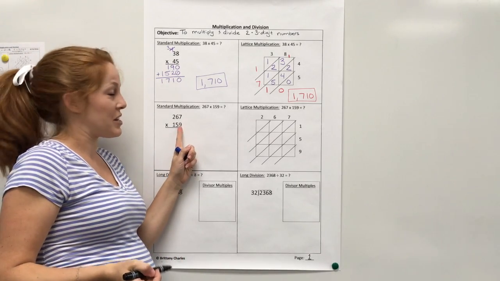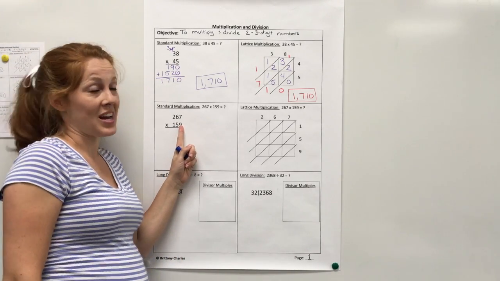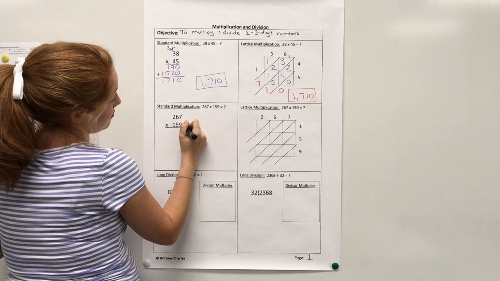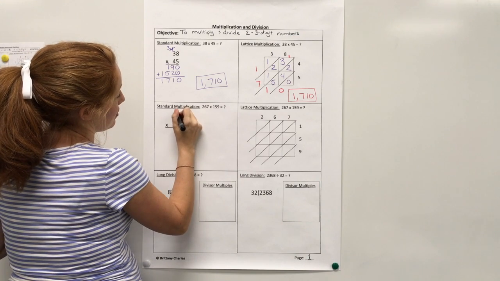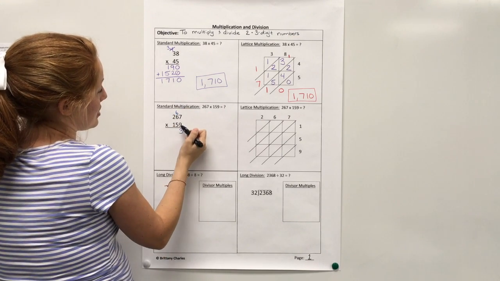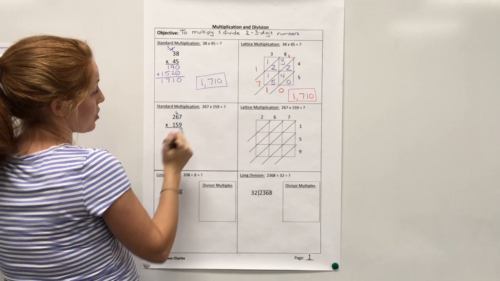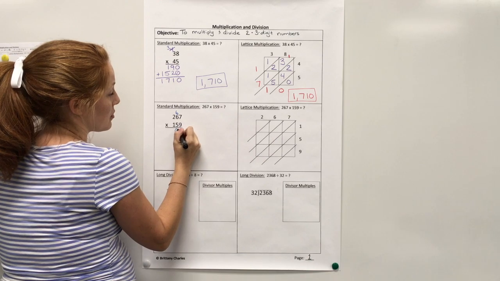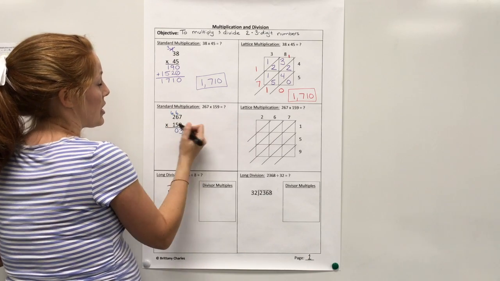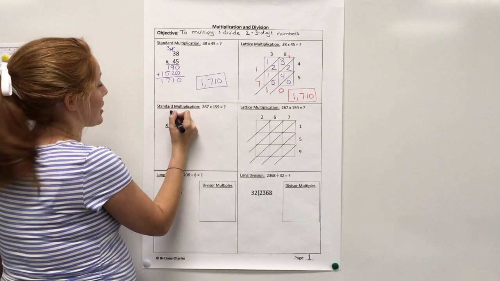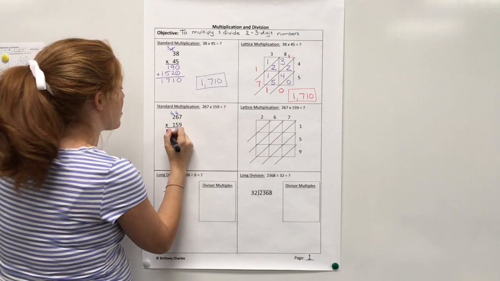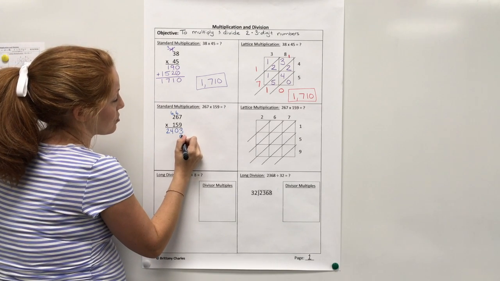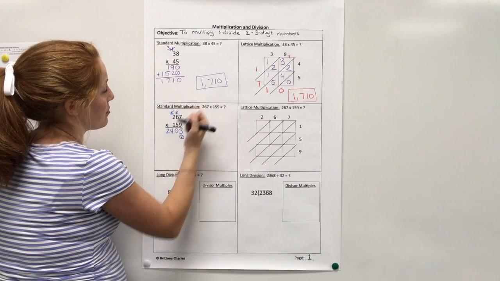So again, with standard multiplication, you start in the ones place with the 9. 9 times 7, 63. 9 times 6 is 54. 55, 56, 57, 58, 59, 60. 9 times 2 is 18. 19, 20, 21, 22, 23, 24. Put one placeholder 0. These go away.